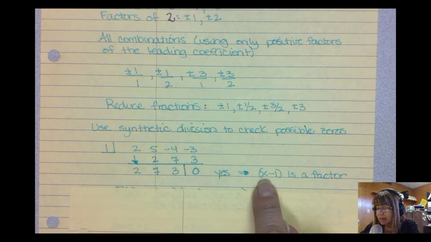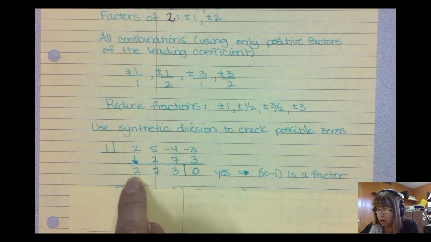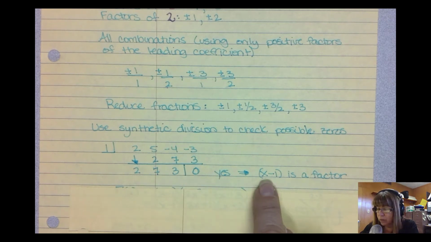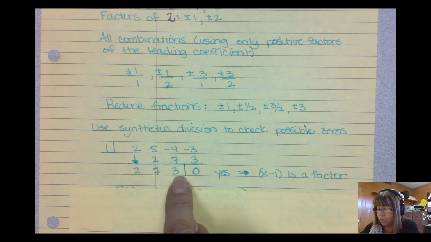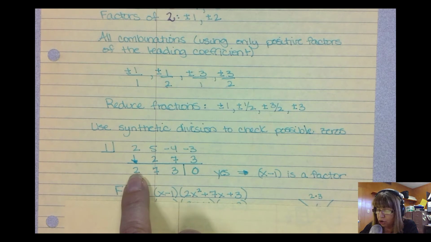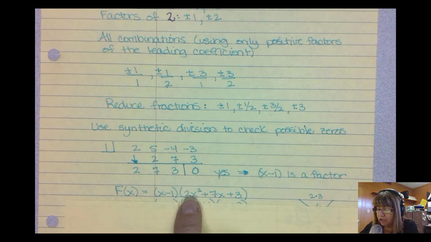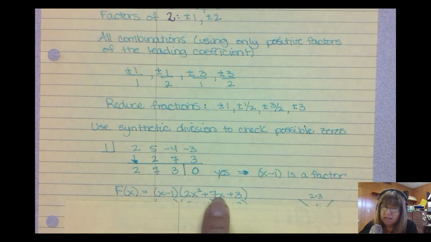And in fact, x minus 1 is a factor. And this bottom line tells us when we factor x minus 1, what is remaining. So now our f of x can look like x minus 1 times 2x squared plus 7x plus 3. Now I just need to factor this, if it's possible, to find out what my other two factors are.